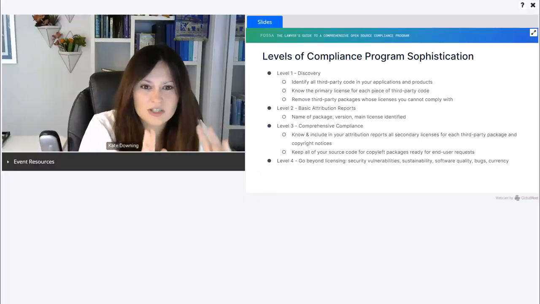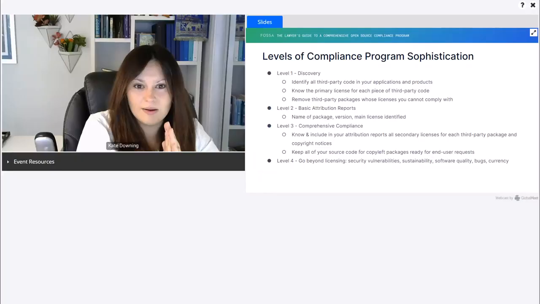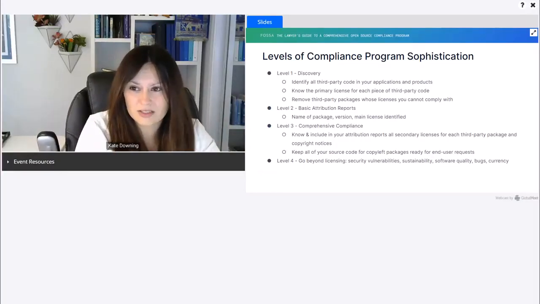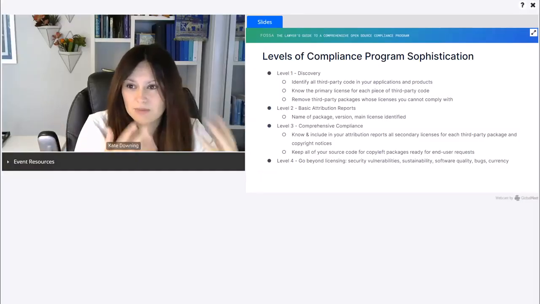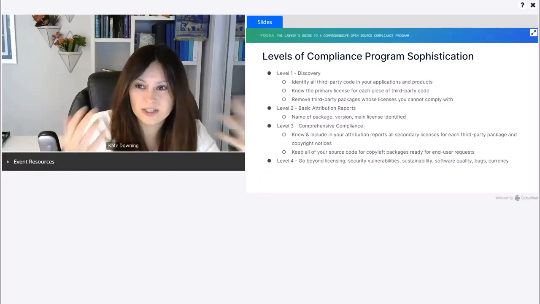Okay, so the first step, I call the step of discovery. The first thing you have to do is figure out what's in the code. What is in our products? That usually involves doing some scanning with some sort of tool to figure out what it is that we're even using. What do we have on hand?